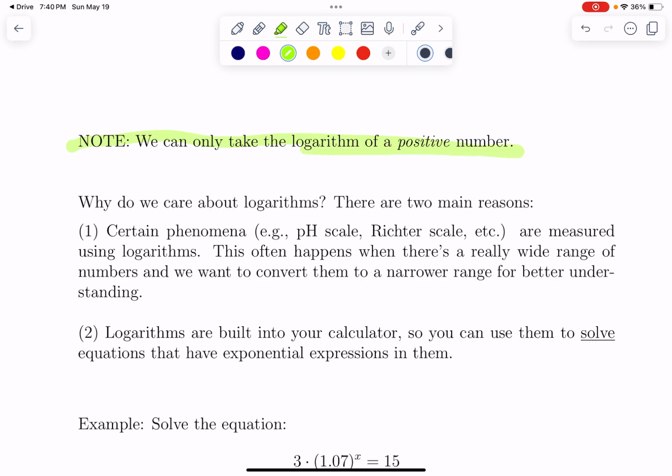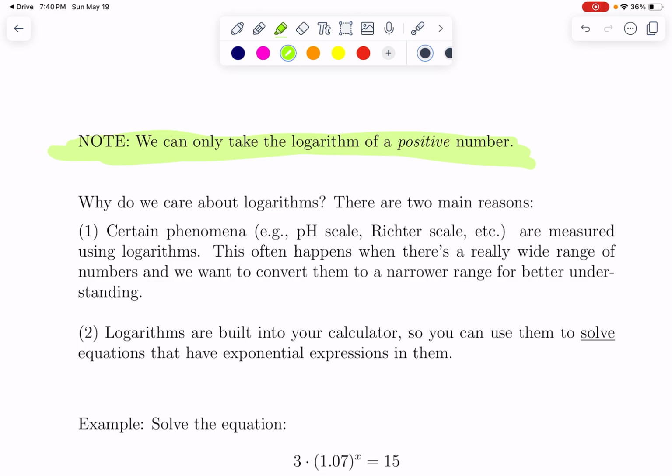So that's not a special property of -3. We can only take the logarithm of a positive number. You can think of this as an issue of domain. You can take a logarithm of any positive number, might need your calculator for it, but you can't take a logarithm of 0 and you can't take a logarithm of a negative.